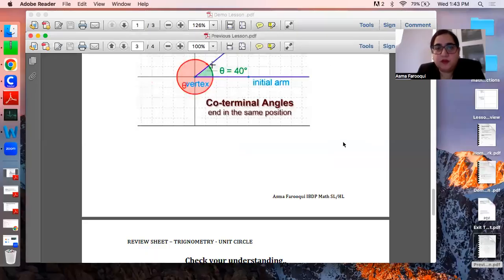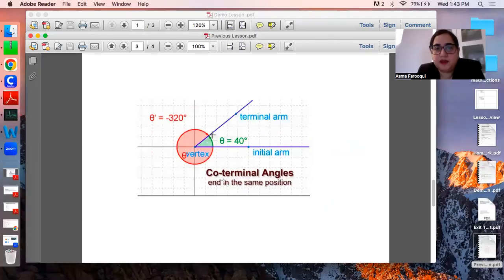You should know about coterminal angles. They are angles which end in the same terminal arm. As in the initial diagram, if you see here, theta is 40 degrees, and this angle from here to here is minus 320 degrees.